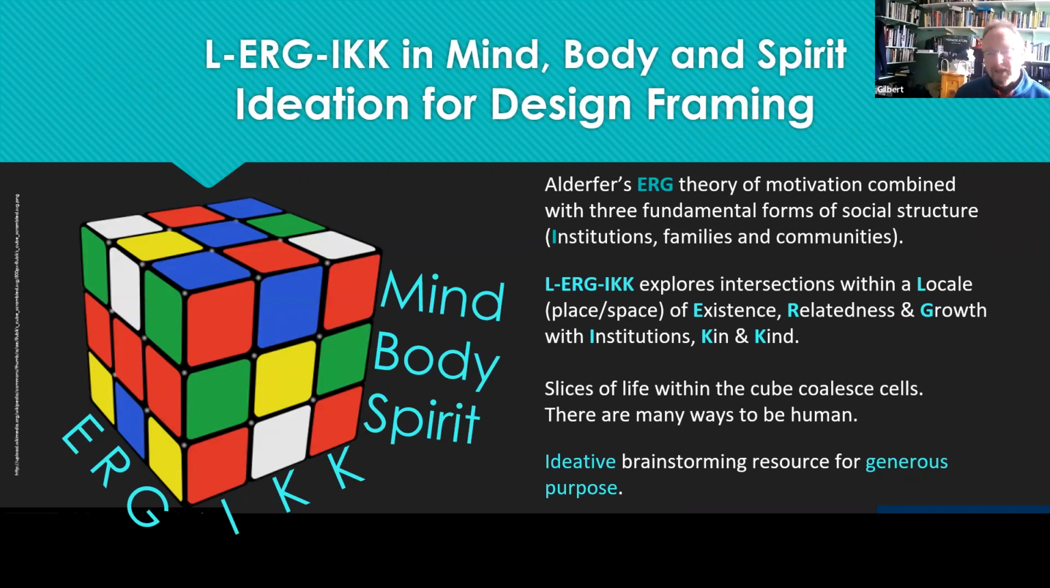I've got little ideational tools like this. Allergic is a jokey name for people allergic to theory, and it's just thinking of the space you're designing in, thinking of your value proposition space, but also your artifact space in terms of the intersections of mind, body, and spirit, existence, relatedness, and growth. That's a very simple motivation theory from Alderfer, and a very simple model of social structure. Essentially, the main social structures are institutions, kin, family in other words, and marriage, or communities of kind. And the disciplines that rub up against each other in design work are good examples of communities of kind.